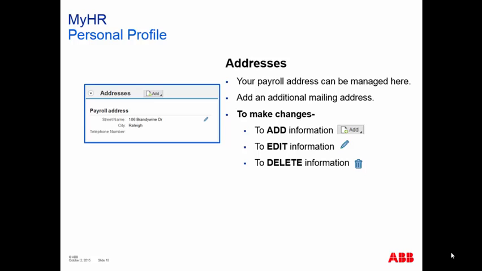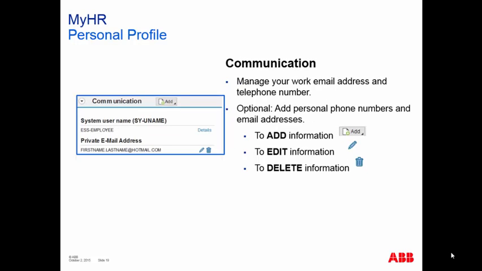Addresses are contained within your personal profile. Your payroll address will be listed here, and you'll have the option to add, edit, or delete a mailing address at any time by selecting the appropriate icon. Communication information is also contained within your personal profile. Your work telephone number and email address will be listed here, and you have the option to list a personal email address and cell phone number if you would like to do so. To make those changes, you can select the appropriate icon to add, edit, or delete at any time.